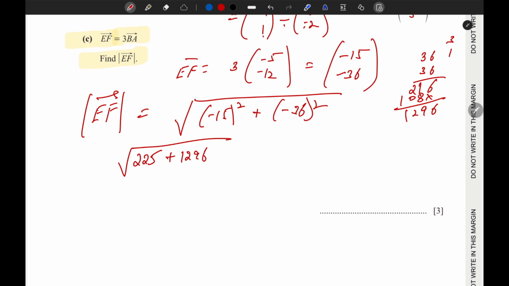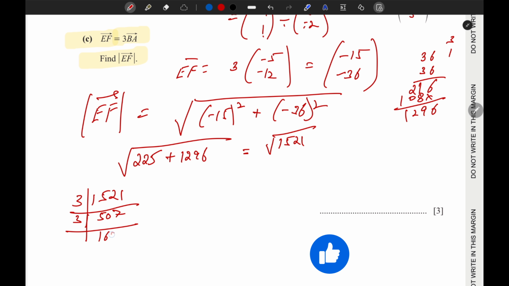Now you can add them. 225 plus 1296 is basically under root of 1521. Now we have to do the prime factorization of this. 1521. I think this is divisible by 3 because the sum of all the digits is divisible by 3. 507. And again this is divisible by 3, which gives 169. We know that 169 is basically 13 square. So this is 13, 13, 1.